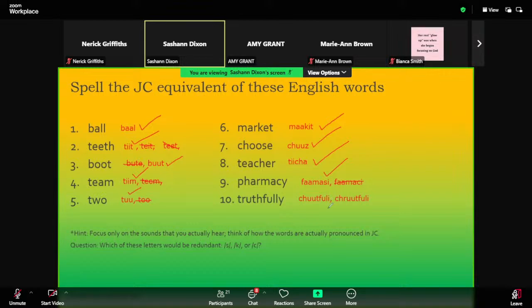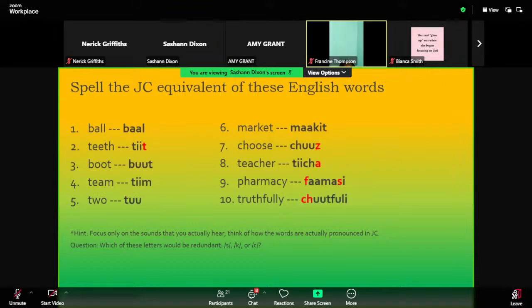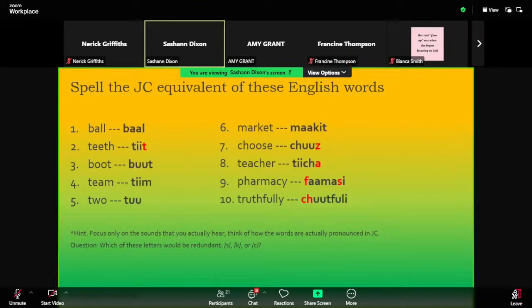So I did say the only difference between these two is that one has the R sound and one a short A sound represented by the A. And for number 7, the sound at the end of that word is Z, choose. So notice we have the Z there instead of the S. Could you pronounce, okay, shoes and choose.